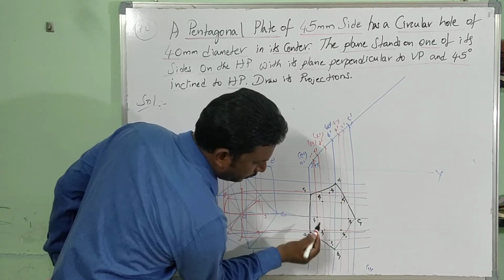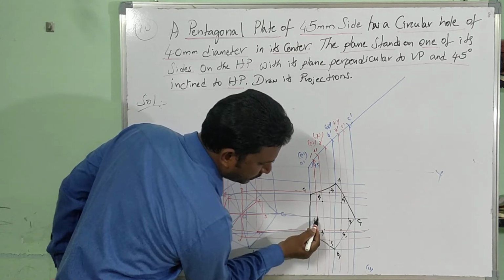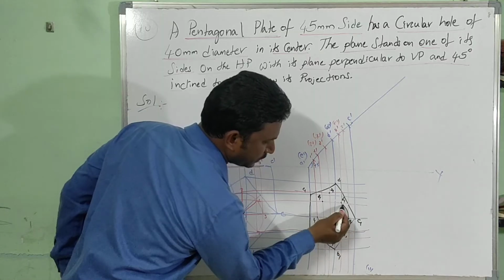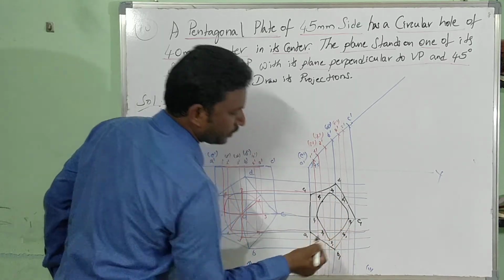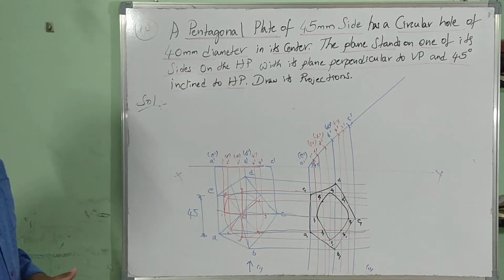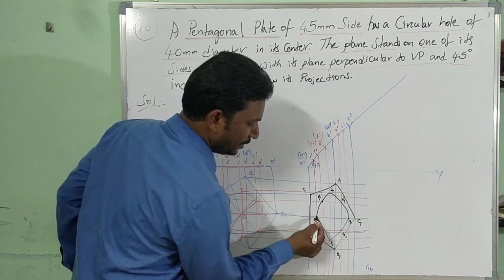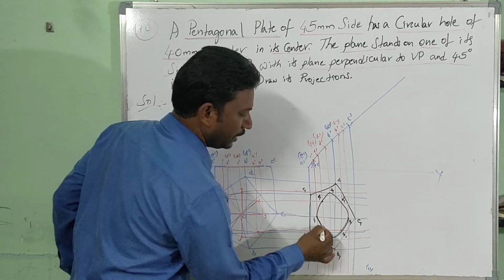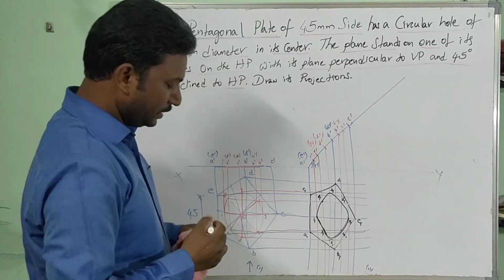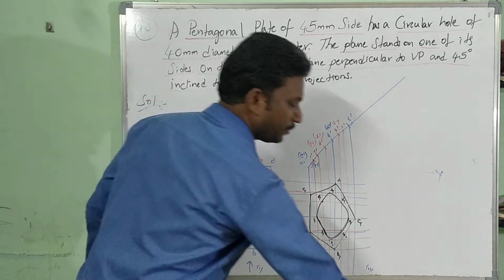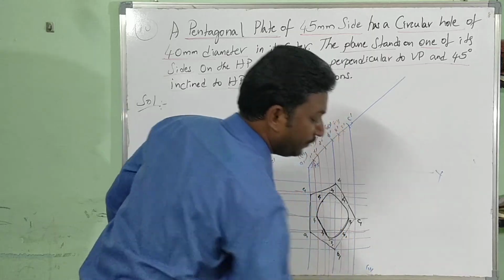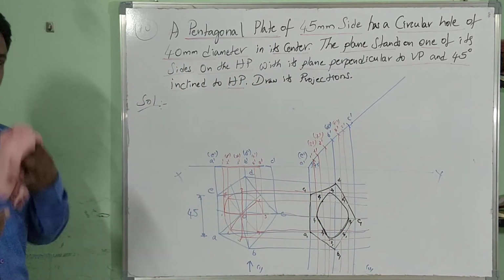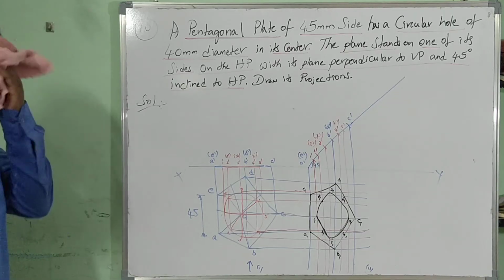Try to join them freehand so it looks like an ellipse: 1, 2, 3, 4, 5, 6, 7, 8. I may not have drawn an elliptical shape, but when you draw it, you will be clearly able to draw the elliptical shape. So it's all a step by step process, nothing difficult in this. Do follow the steps. You know the concept, you know the procedure.